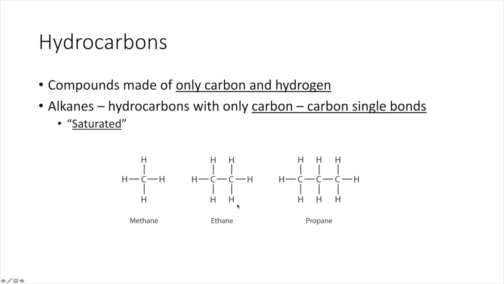Here are some examples of alkanes: methane, ethane, and propane. So you can see that the name changes based on the number of carbons that are present. So methane, pardon me, that's an alkane with one carbon. Ethane has two carbons, and then propane has three carbons. And you're going to see that that's the theme here, that we name these compounds based on the number of carbons that they have.